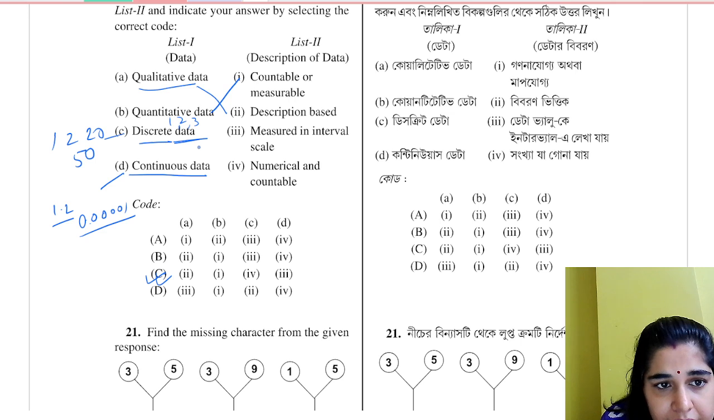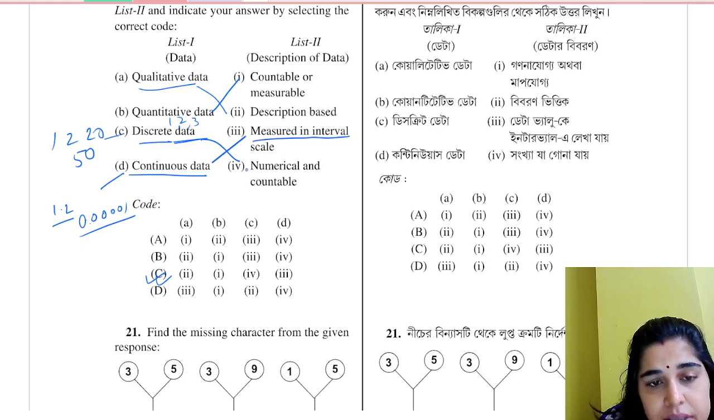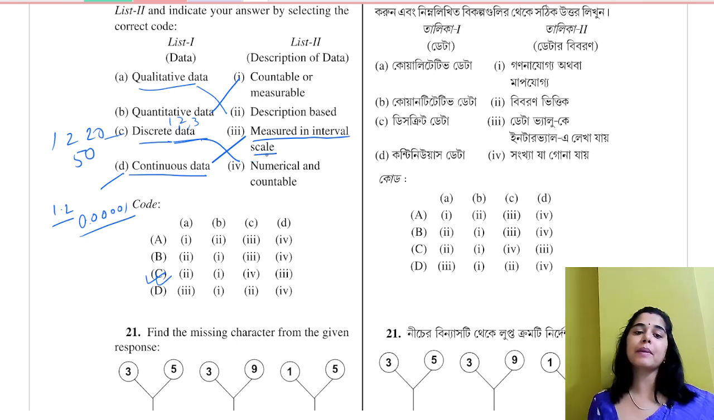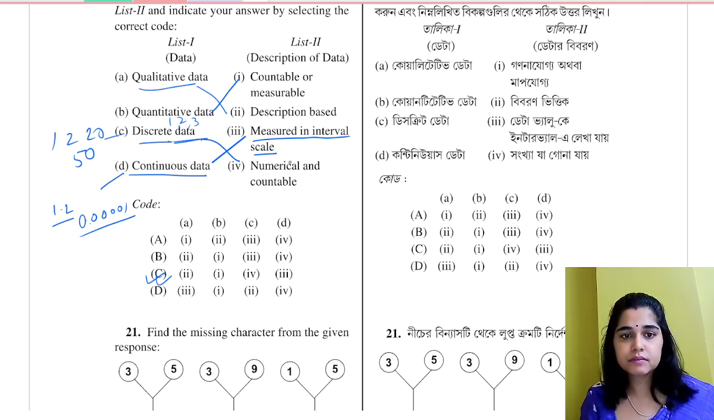And discrete data. Discrete data is what here? Discrete, which is easily countable and numerical. Same. So C will be 4. And what is continuous? Continuous something like that, difficult to count. So why are they saying measured in interval scale? Do you know what is interval?